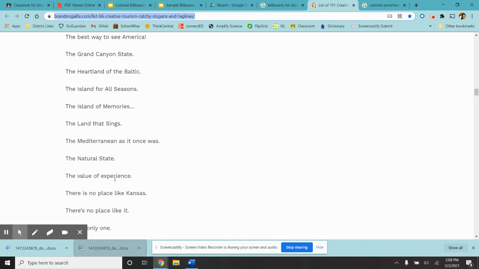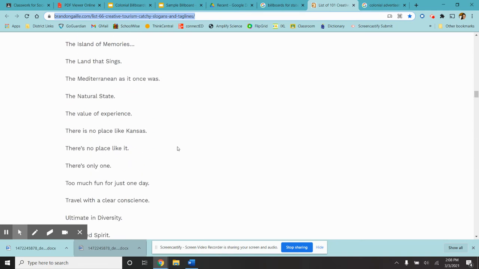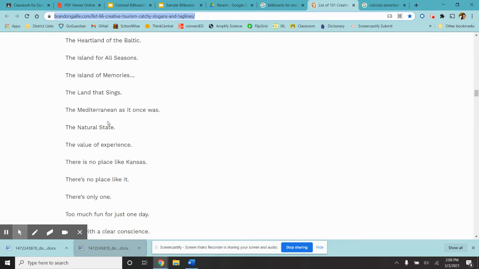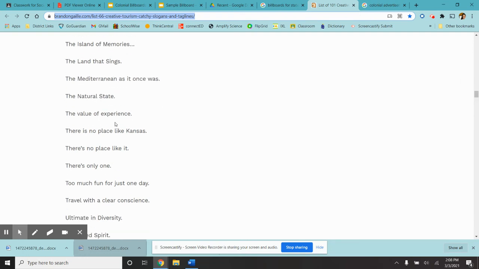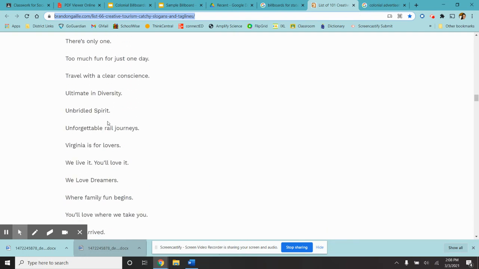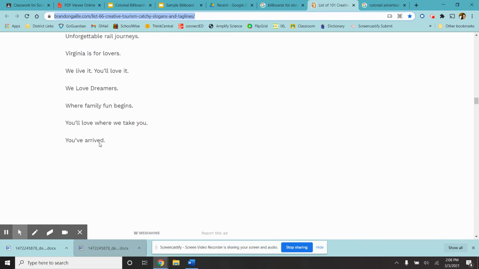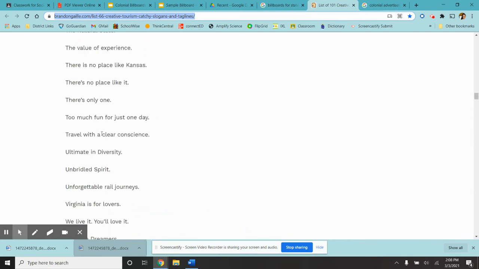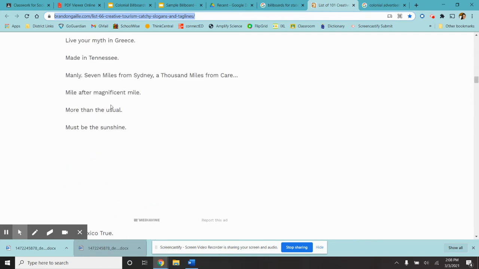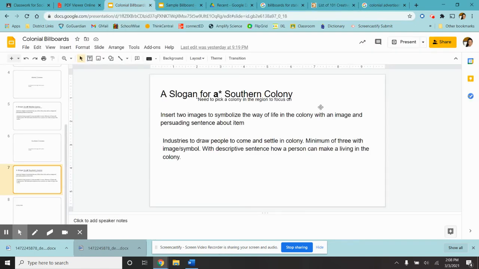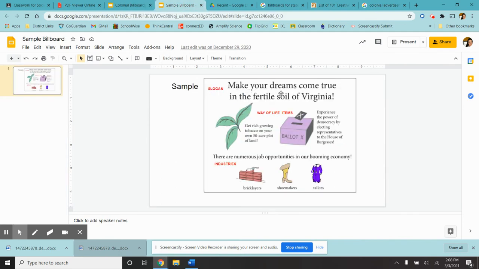There's a very, very long list. Some of these, like the natural state, are actual slogans for states. The natural state is the state slogan for Arkansas. So some of these are still for actual states, but it can help give you an idea of what is meant by a slogan for the colony.